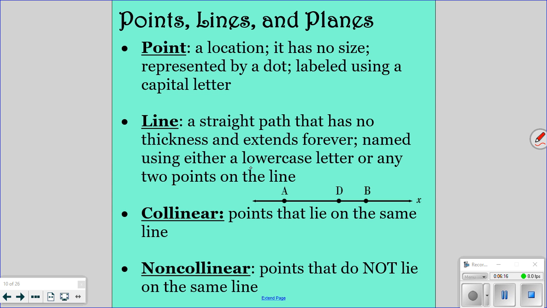Non-collinear points are points that do not lie on the same line. So if I put a point C right here, points A, D, and C are not collinear. They are non-collinear because they do not lie on the same line. Okay?